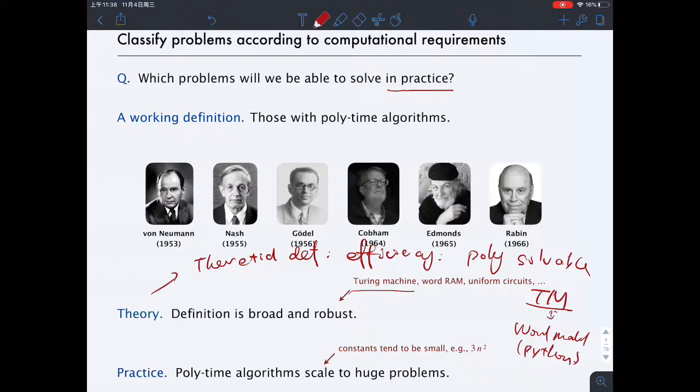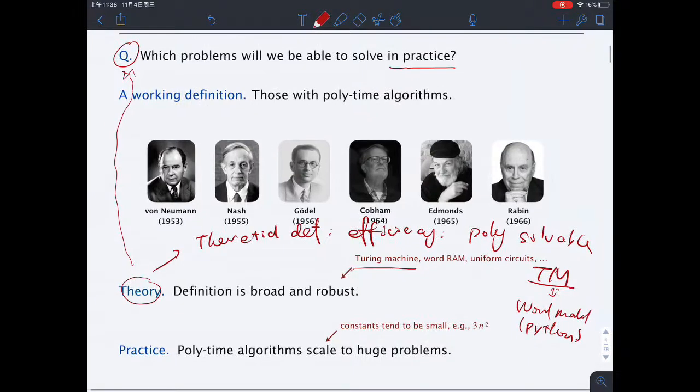But again, we start with a very high level abstract question: what can be solved in practice? We try to use theory to model this question and give an answer, but there's always a gap between theory and practice, right? So there has been a huge discussion on whether the notion of the polynomial time algorithm is really exactly characterizing those problems that can be solved practically in the real world.